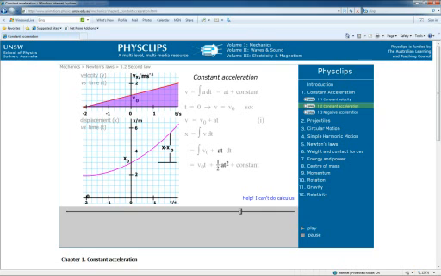As before, the initial condition gives us the constant of integration, so the x displacement as a function of time is x equals x0 plus v0t plus a half at squared. That's the equation of the parabola we can now see. Check that when you take the derivative of this equation, you get our original equation 1 back again.